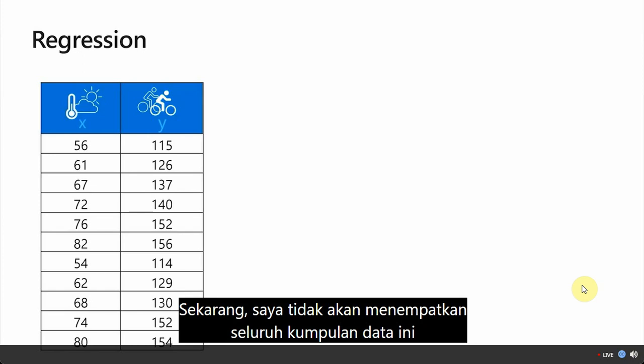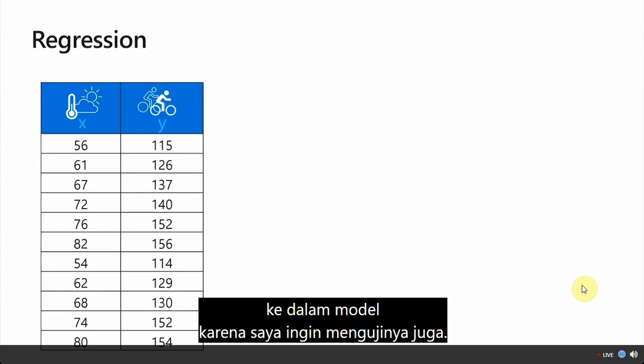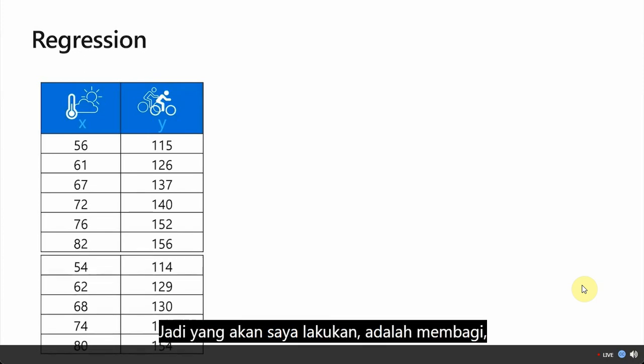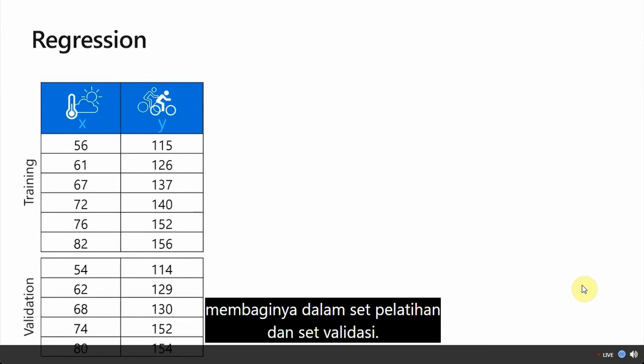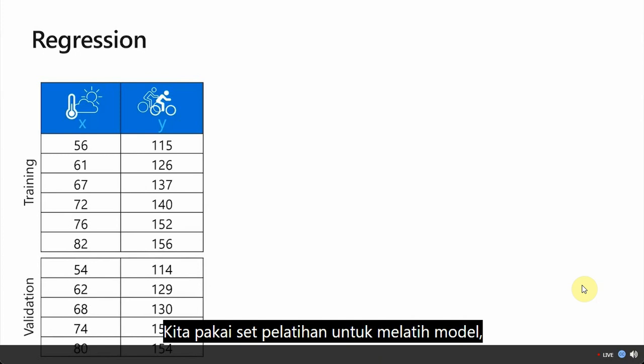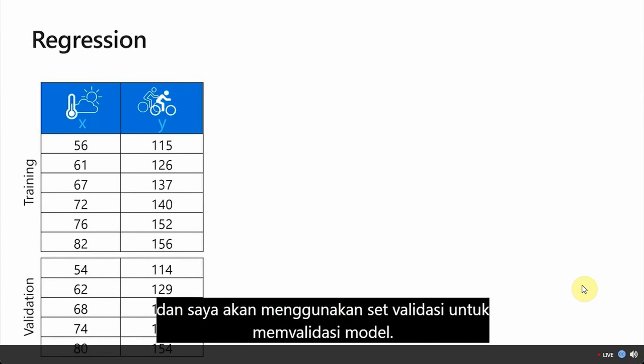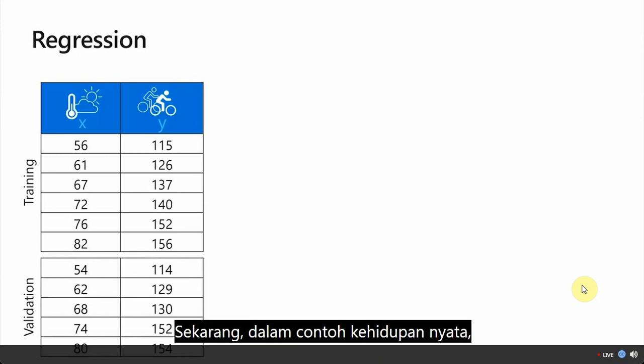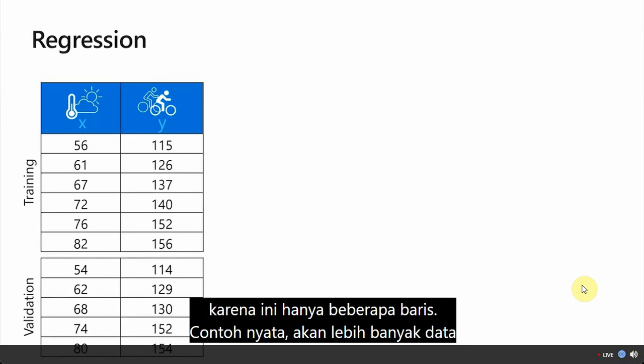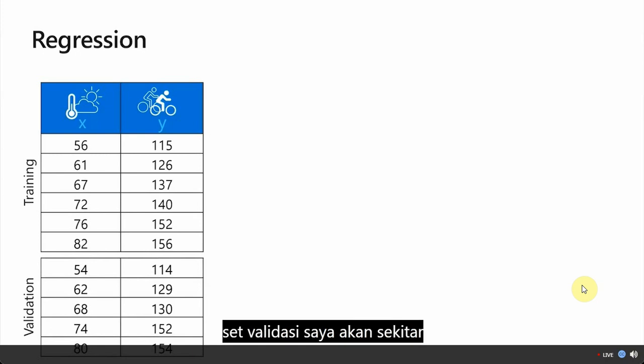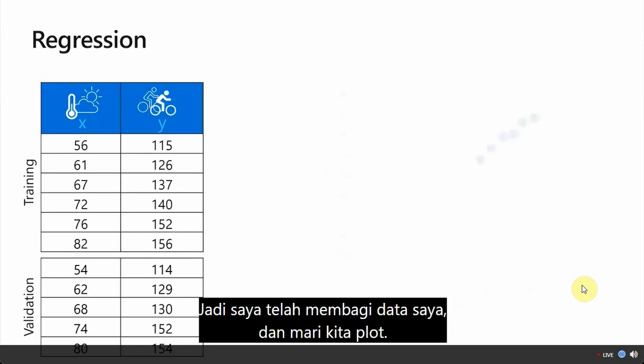Now, I'm not going to put this entire data set into a model because I want to test it as well. So what I'm going to do is split it up into a training set and a validation set. I'm going to use the training set to train the model, and I'm going to use the validation set to validate the model. Now, because this is only a few rows, in a real-life example it would be more data. I would probably make my validation set about 20 to 30% of my data.